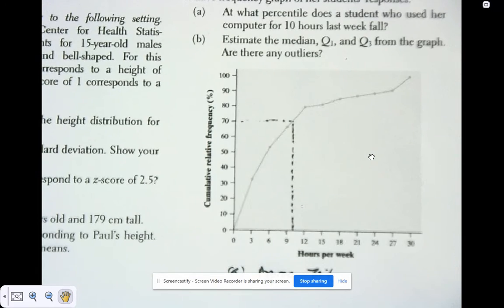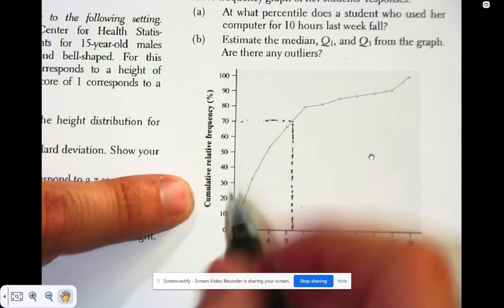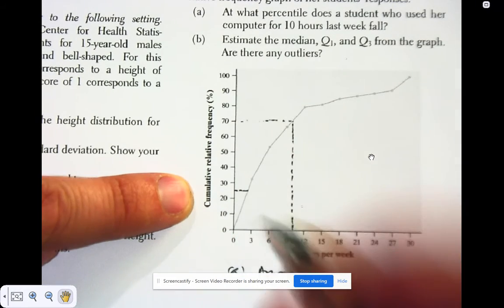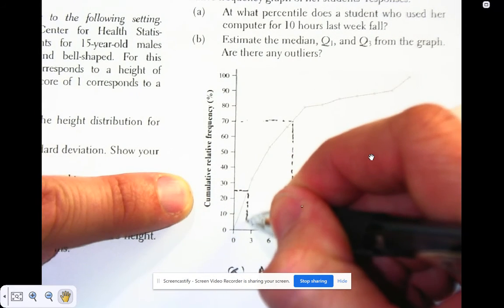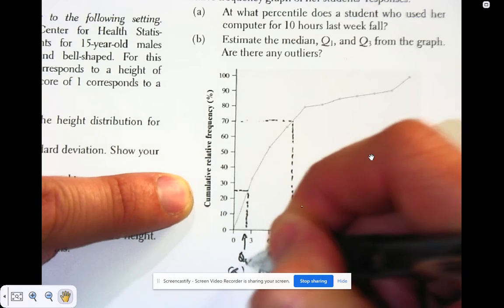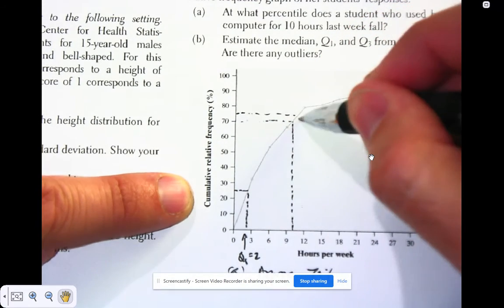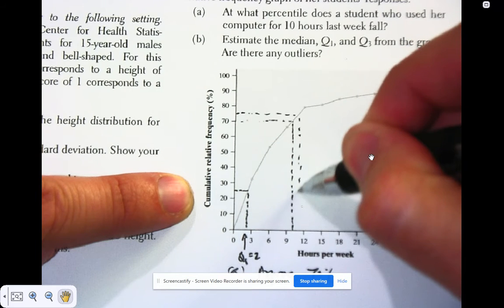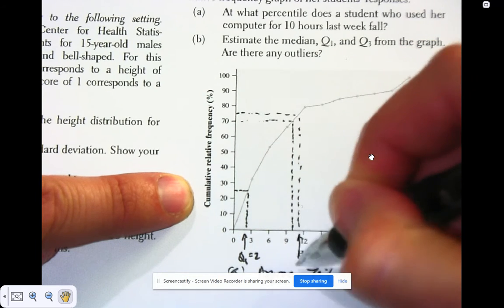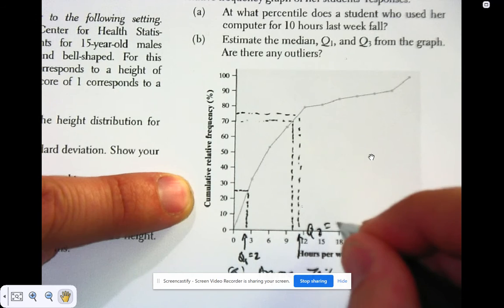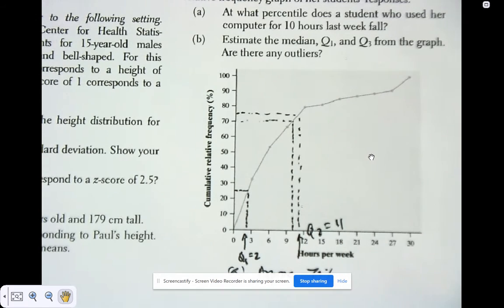So 25% means you're going to start over here. 25% will be right in between, and you'd hit right about there. And so you come down to right about 2. And then 75% would be up here. And when you come down here, quartile 3 looks to be right around 11. Okay. And then it says, are there any outliers?